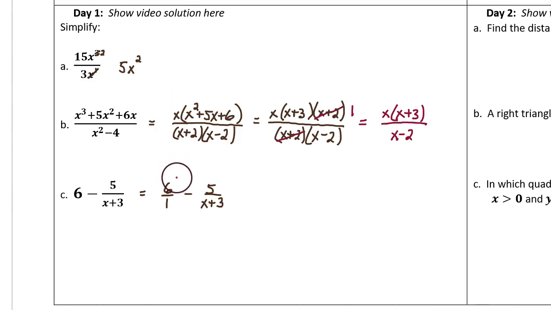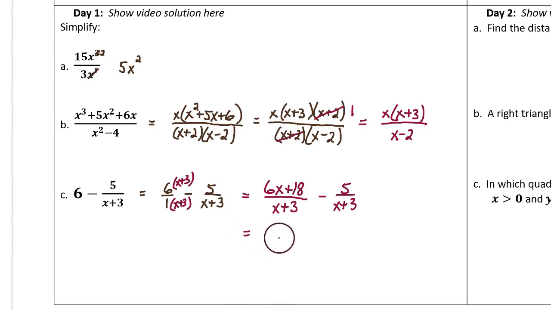Let's multiply the numerator by x plus 3 and the denominator by x plus 3. Remember, as long as you multiply a fraction, top and bottom, by the same thing, you haven't changed the overall value of the fraction, just what it looks like. So this time we have 6x plus 18 all over x plus 3 minus, and then 5 over x plus 3. Do you see where the 6x plus 18 comes from? 6 times x is 6x, 6 times 3 is the 18.